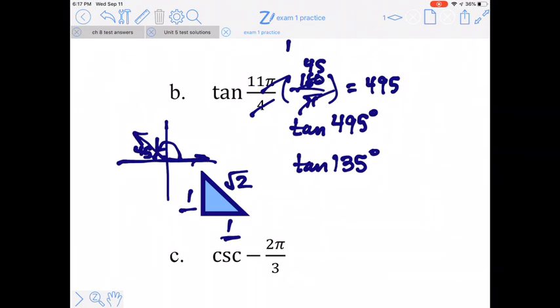But we're in quadrant 2. And in quadrant 2, tangent is negative. So we're going to call this negative 1 over 1, or simply negative 1. Again, that's if you want to use a diagram of the angle with the reference angle.